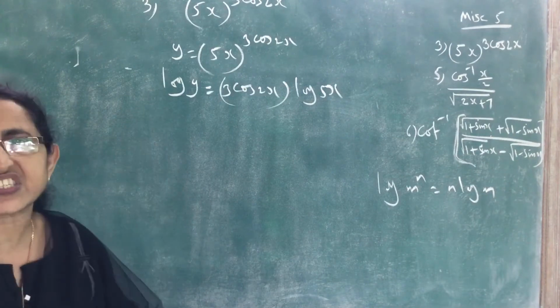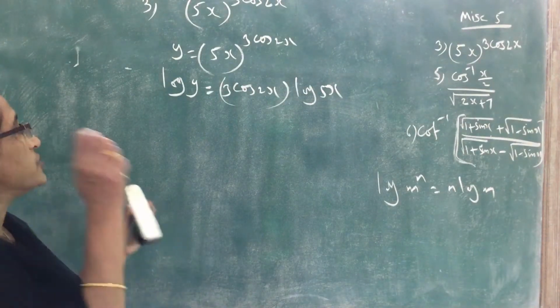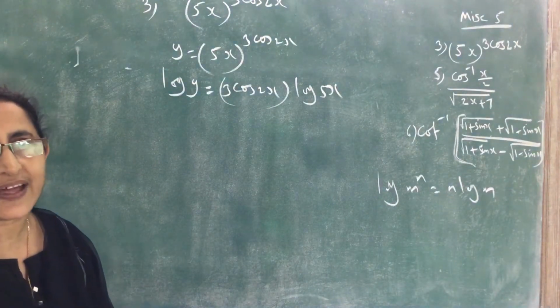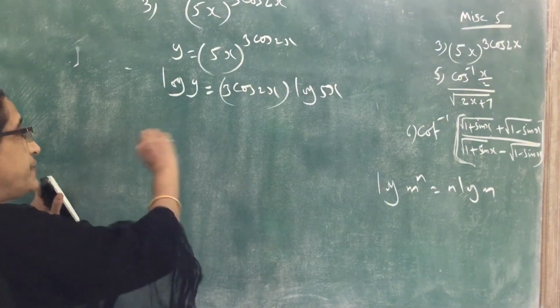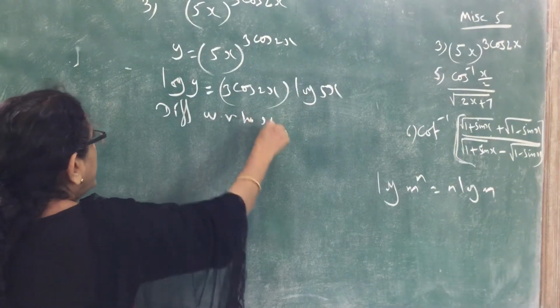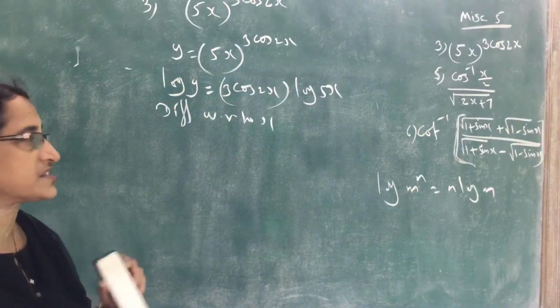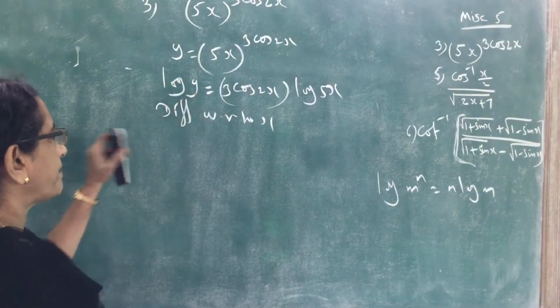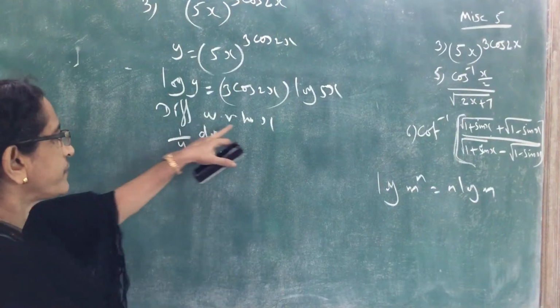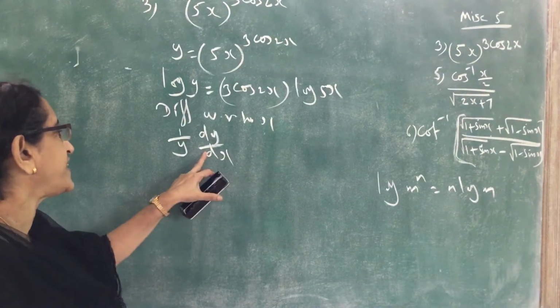Now we have to differentiate both sides with respect to x. Differentiating the left side, log y. What's the derivative of log y? That is 1 by y dy by dx, differentiating with respect to x. The derivative of log y is 1 by y dy by dx. We are differentiating with respect to x, that is why we are writing dy by dx.